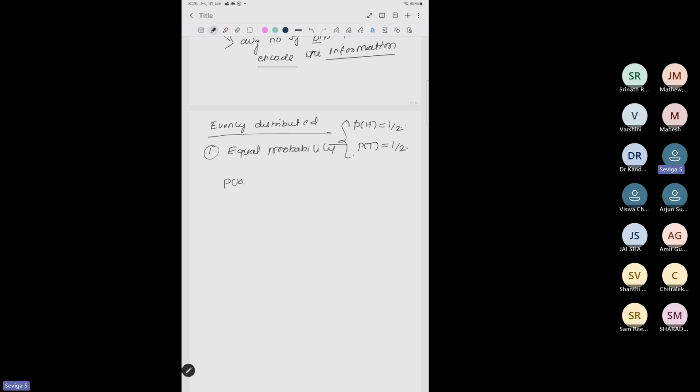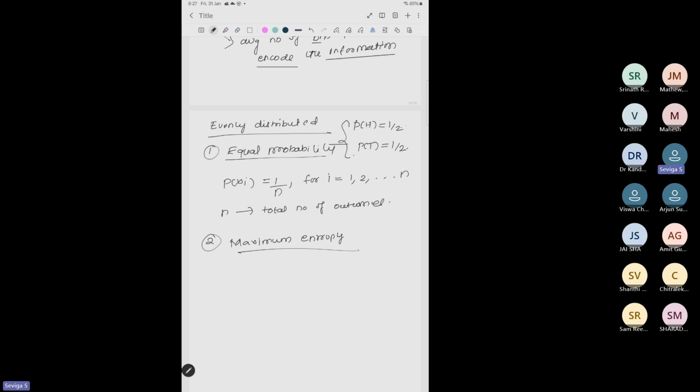So P of xi is equal to 1 by n, for i equal to 1, 2, up to n, where n is the total number of outcomes. Secondly, it has maximum entropy.